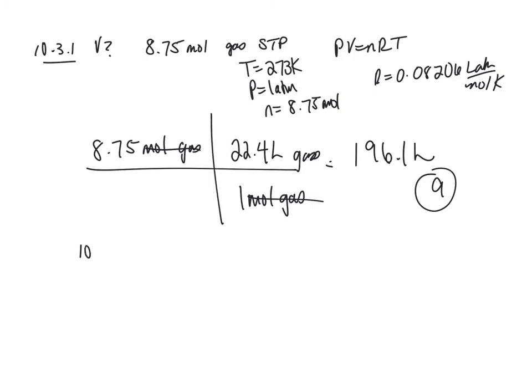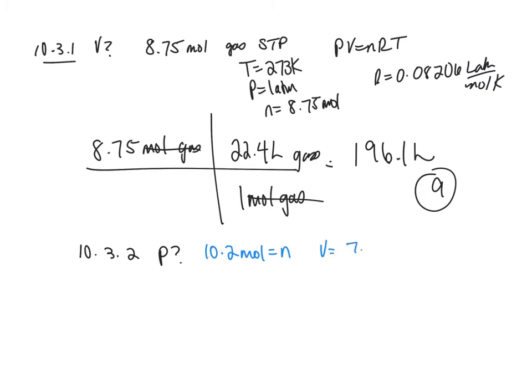Okay, let's do 10.3.2. Calculate the pressure exerted by 10.2 moles. Now this one you're not going to have a choice because it's not STP. You can only do what I just did at STP. All right, so let's list this. We have 10.2 mole, which equals n, we're defining our variable, of an ideal gas.